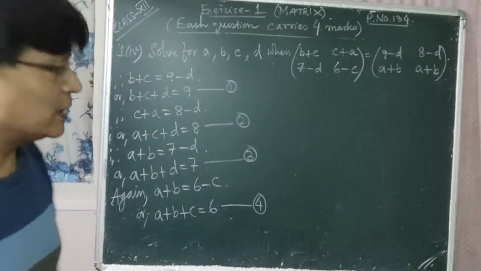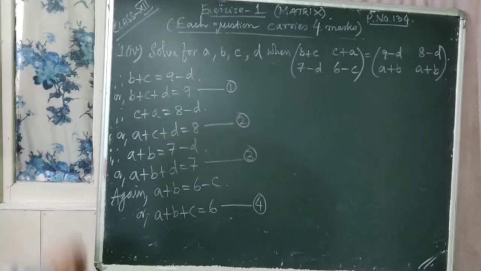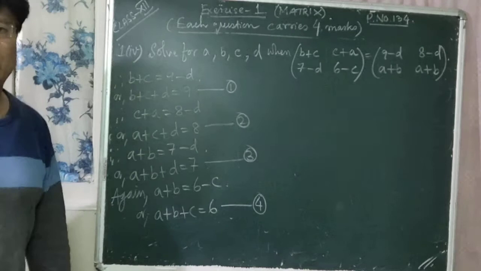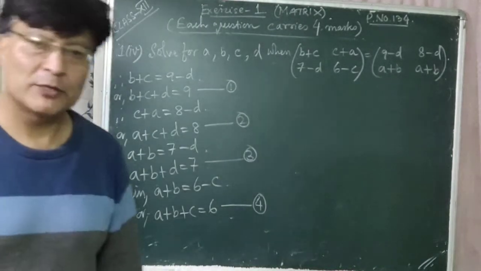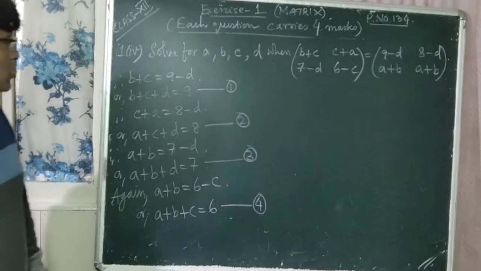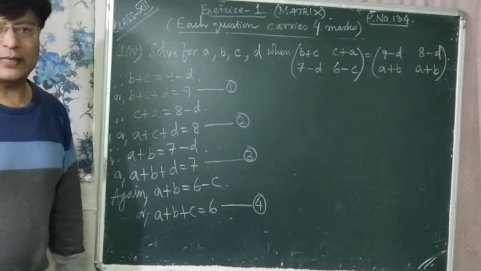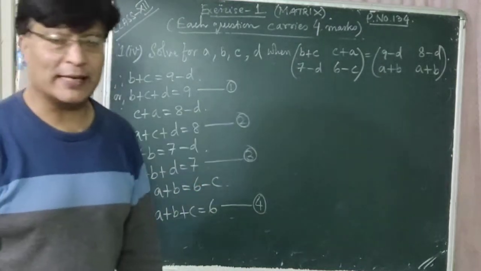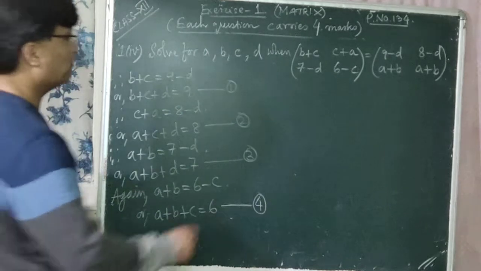So I think you have understood it. So now you have to solve these 4 equations to get the values of A, B, C and D. So how can you solve it? Let us add all these equations, that is adding 1, 2, 3 and 4.